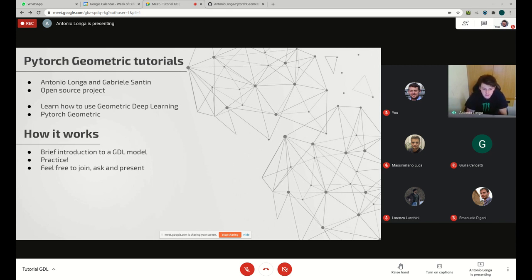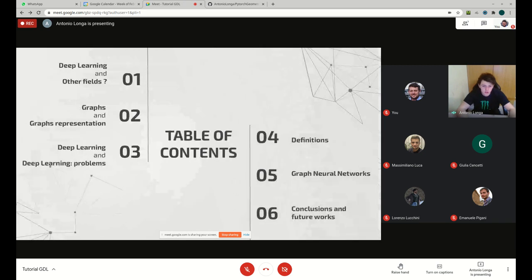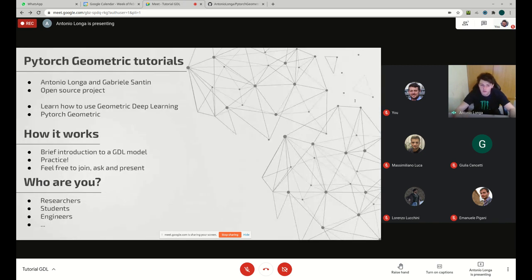And the idea is to keep up to date with the news. If you find an interesting model and you want to present it, just feel free to join us, ask, and present whatever you want. Who are you? You can be a student, a researcher, an engineer, whatever you want. And it's obviously totally free, and you can join us and follow everything.